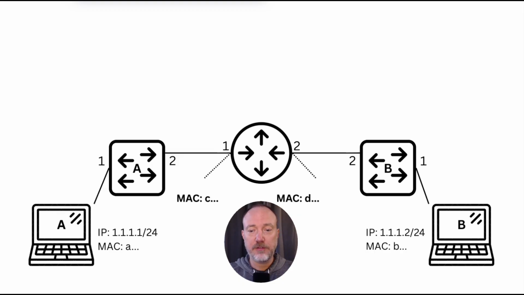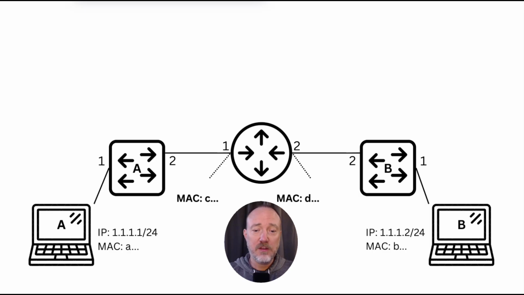So now we need to get some addressing in here for the router. The router has two interfaces there, and so we need some MAC addresses. So the MAC address for port 1 on the router is just going to be C. Like I said, it's still 12 characters. We're just going to simplify it. And then port 2 on the router is going to be MAC address D, still just simplified there.